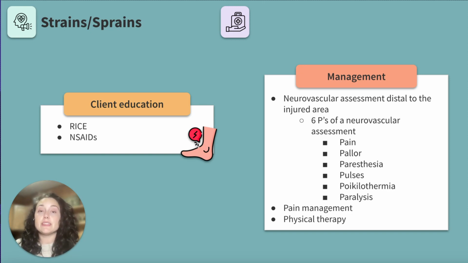For example, if I'm assessing pulses, I may also link assessing paresthesia and poikilothermia in there since I'm already touching the client. It's really good to go over these because in some way, shape, or form, the 6 Ps will show up on your NCLEX.